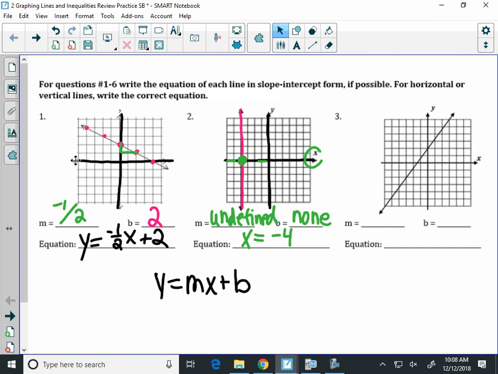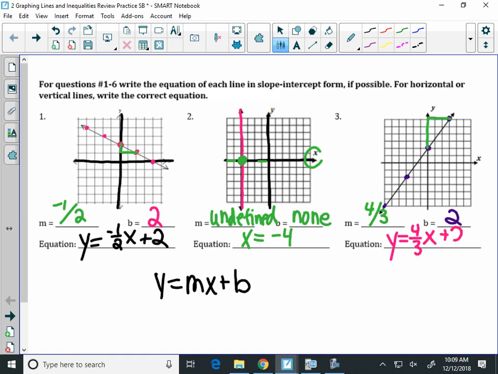All right, number 3. It looks like my y-intercept here is at 2. That's my b. Now I pick a couple other nice points on this graph to help me find my slope, my rise over run. The slope is positive, so it looks like I go up 1, 2, 3, up 4, and I run to the right 3. Okay. Now that I have my slope and my y-intercept, I can write my equation in slope-intercept form. 4/3 x plus 2.